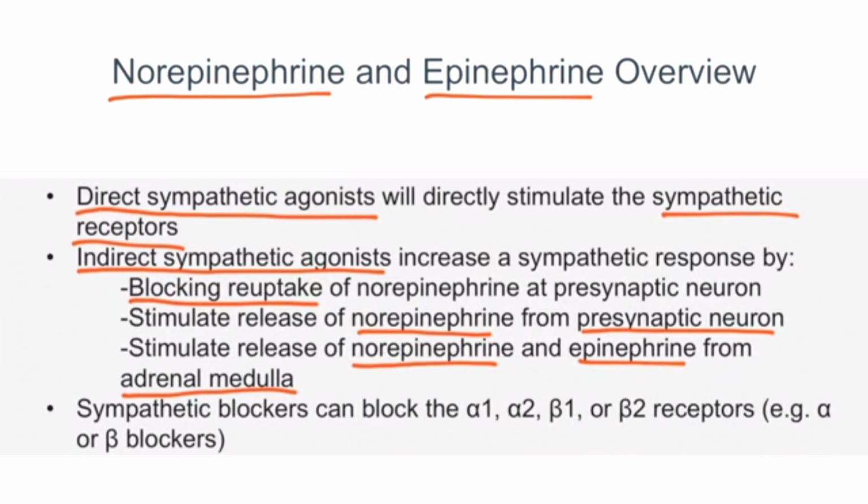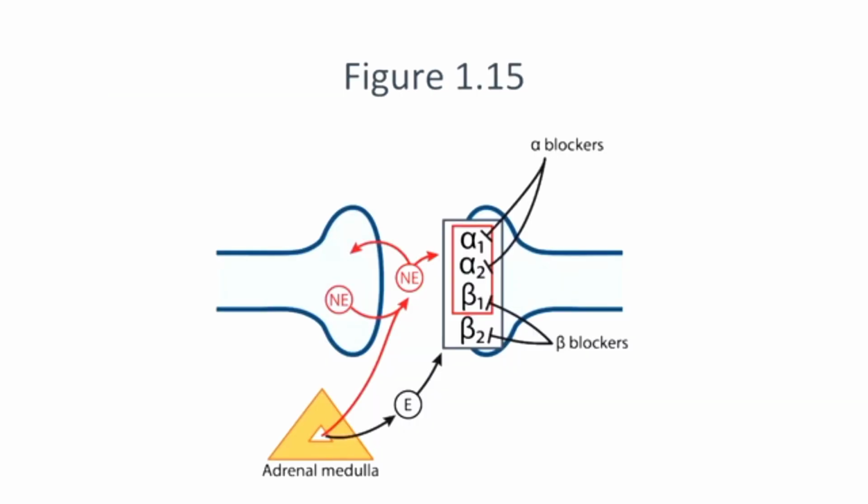And understand that sympathetic blockers can block the alpha-1, alpha-2, beta-1, or beta-2 receptors. For example, alpha blockers or beta blockers, which are very relevant, especially in cardiovascular pharmacology. So here's figure 1.15 showing the sympathetic response on a more narrow scale. And to put this image in the correct context, know that this is a postganglionic synapse.